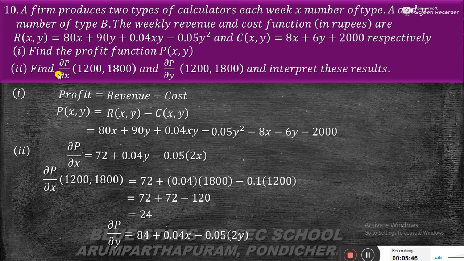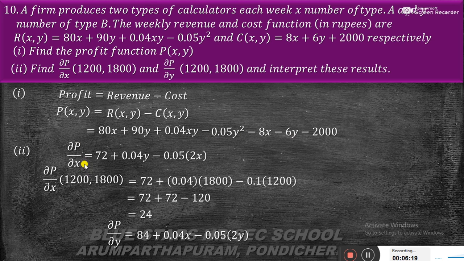In the second subdivision, find dou p by dou x. Here you just add the x terms: 80x minus 8x means plus 72x, and 90y minus 6y means plus 84y. So the function is P of x, y equal to 72x plus 84y plus 0.04xy minus 0.05y square minus 2000. Now differentiate with respect to x.